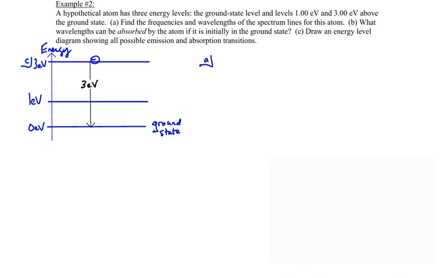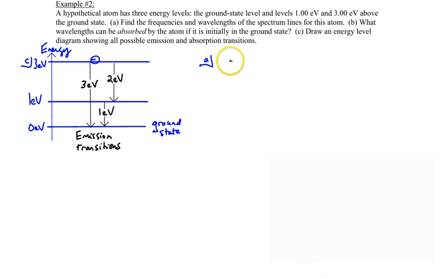We could also have a two-step transition where it goes from the 3 electron volts down to 1 electron volt. In this transition, we have 2 electron volts lost, but then the electron can make a further step from this one down to the ground state. And in here, it would lose 1 electron volt. So those are all the different transitions that we can get. These are the emission transitions.